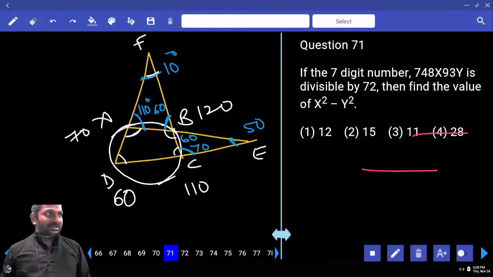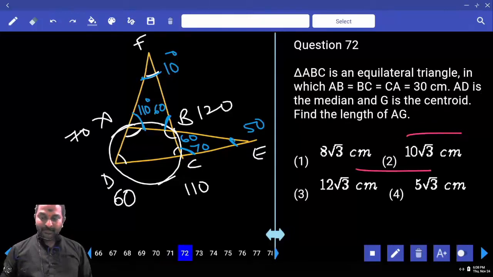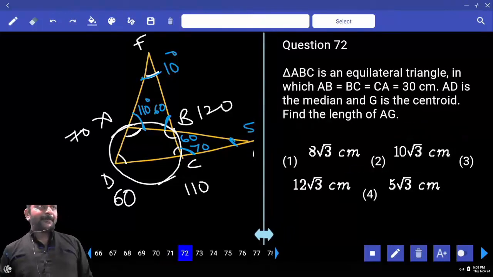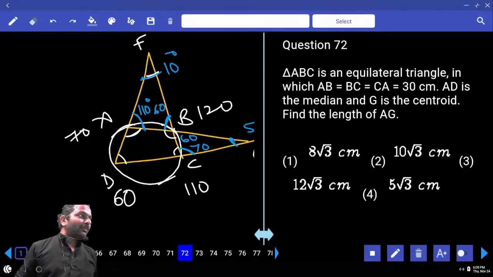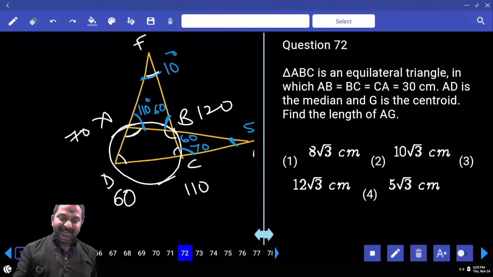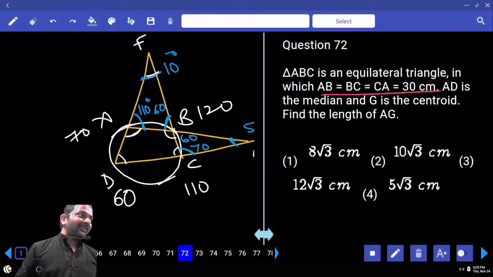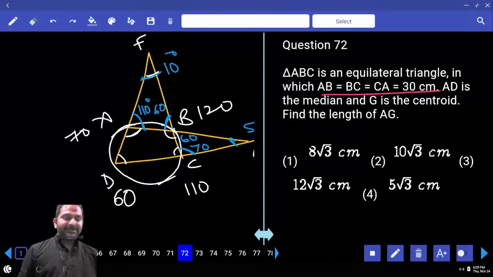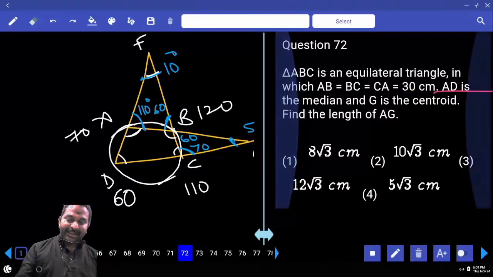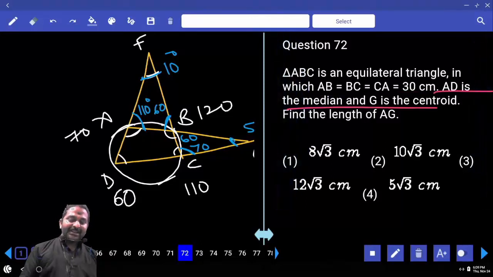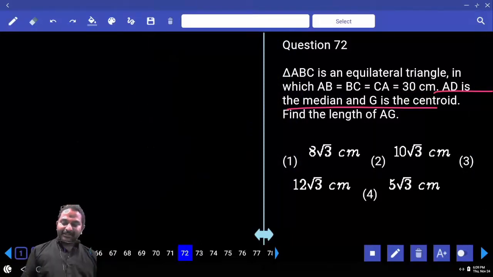Do you really want this? Sure? This one? Yes or no? Triangle ABC is an equilateral triangle in which AB, BC, CA is equal to 30. AD is the median and G is the centroid. Find the length of AG.